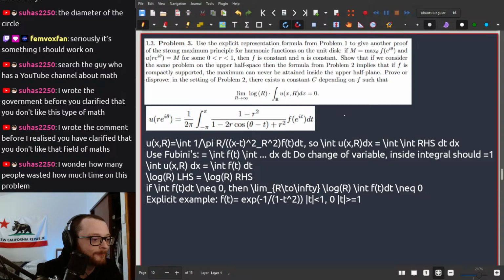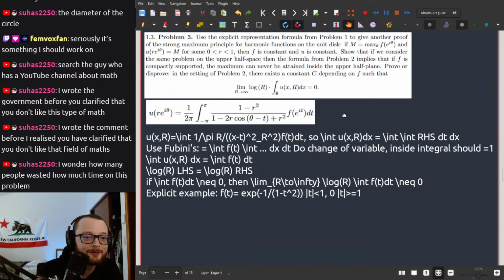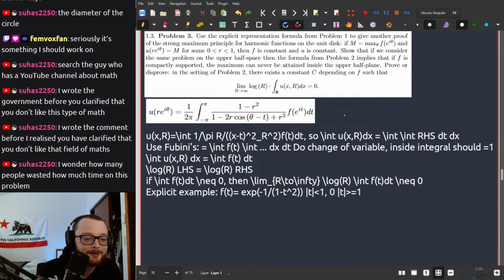Wonder how many people wasted how much time on this problem. I mean, waste is a matter of opinion. I bet a lot of people have spent a lot of time on this problem, though. Even if I don't like that part of math, I do respect that it's useful to do it. I just don't want to be the one who does it. Basically.